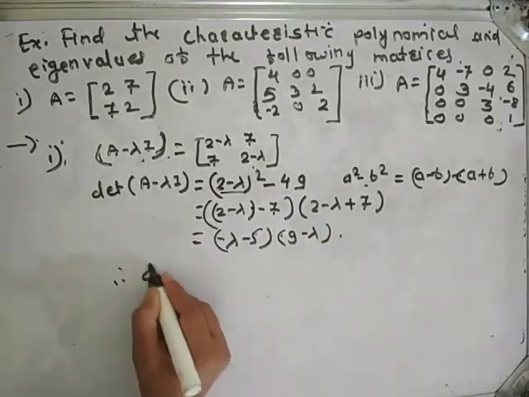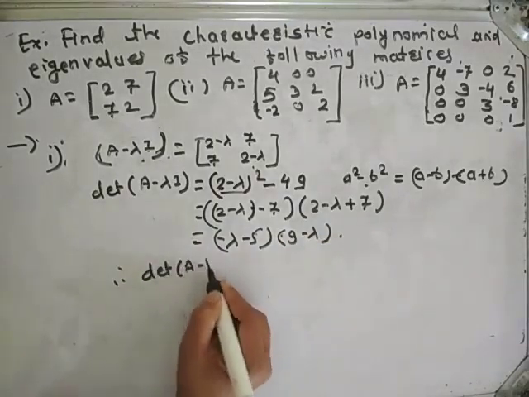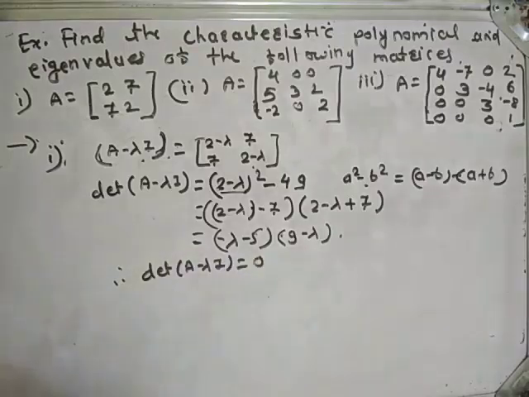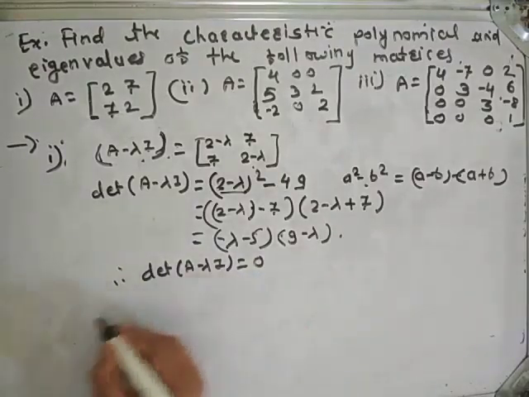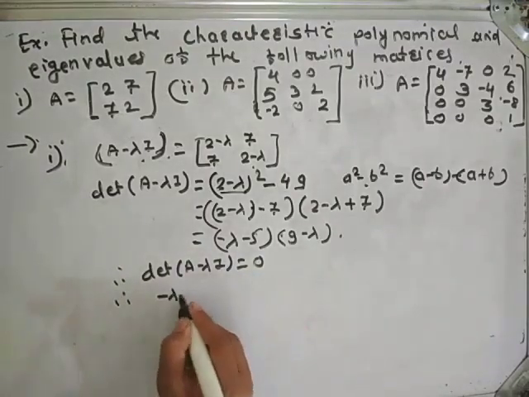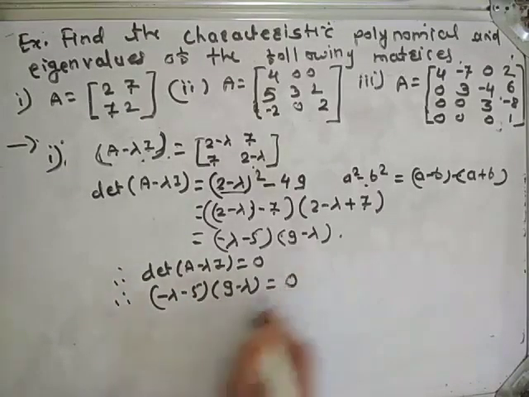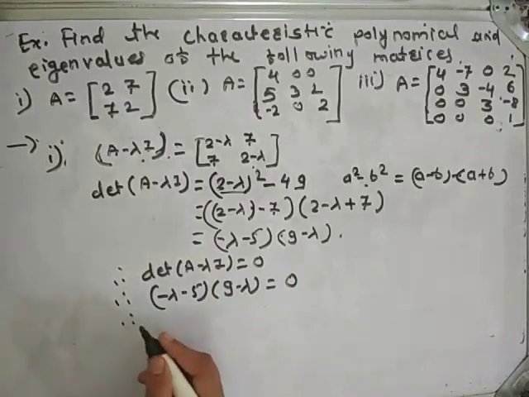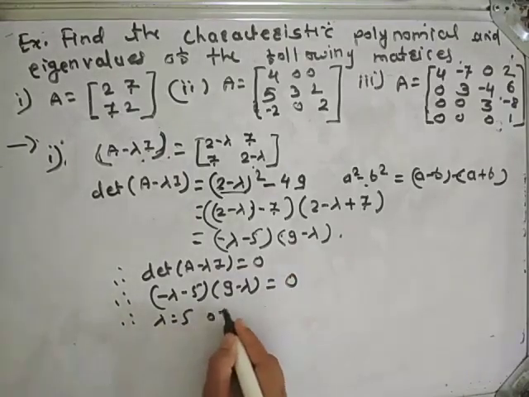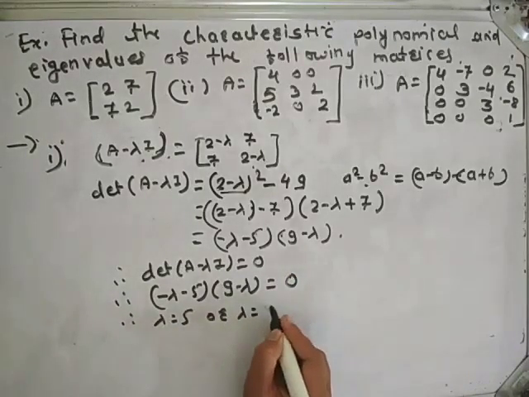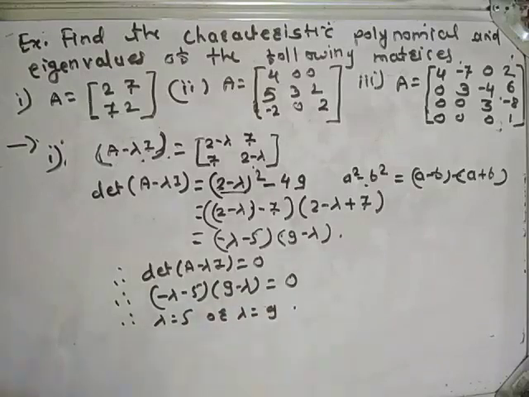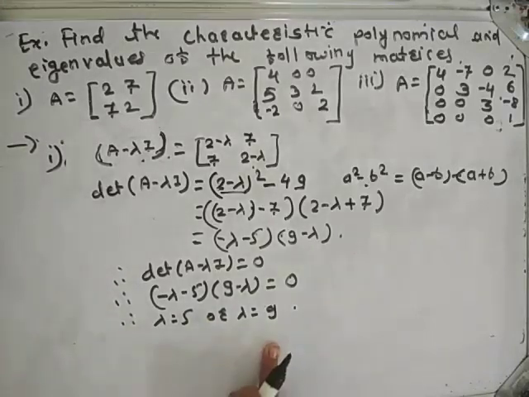Therefore, determinant of A minus lambda I equal to 0 is the characteristic equation. So we will get minus lambda minus 5 into 9 minus lambda is equal to 0. So lambda is equal to 5 or lambda is equal to 9. Okay. So eigenvalues of A are 5 and 9.